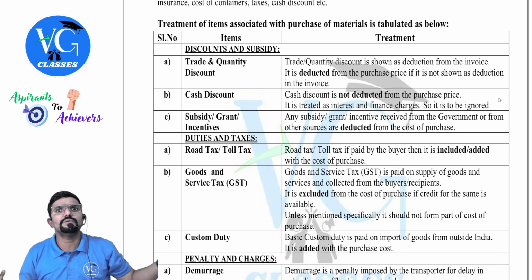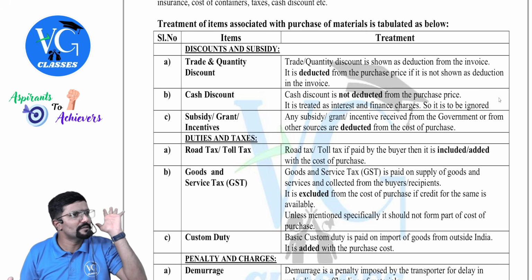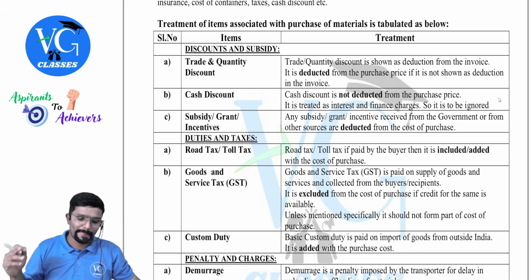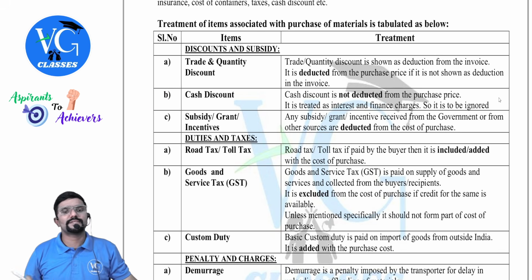What should we do? Reduce it. Assume the listed price is not yet reduced. Discount is not reduced from the listed price. Okay, so next there is something called cash discount.